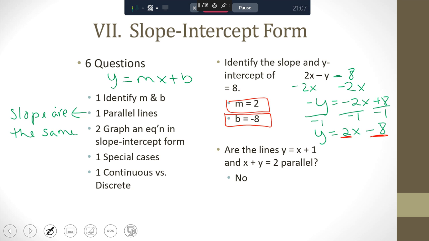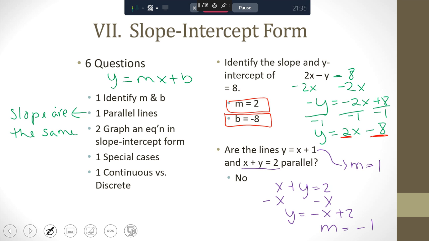To identify if something is parallel, you have to identify their m's. Well, my first problem here, my m is what? What's the value in front of x? 1. Do I know my m here? No, because I have to solve for it. So I have x plus y equals 2, so I have to subtract x. So I get y equals negative x plus 2. What is my m there? Negative 1. Are they the same? No. So it's no.